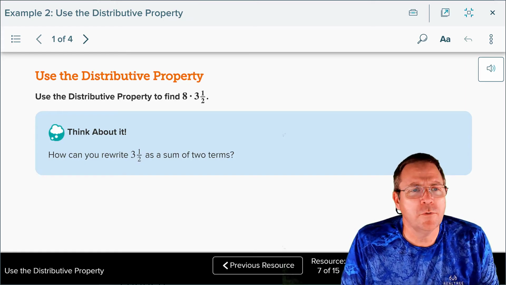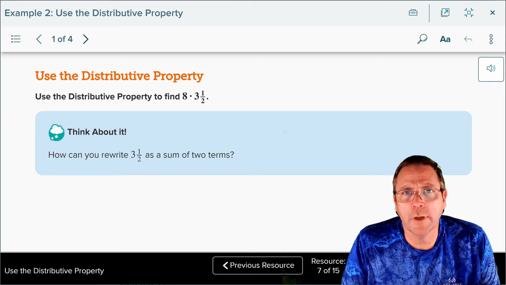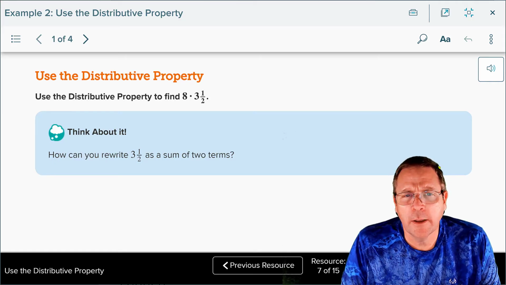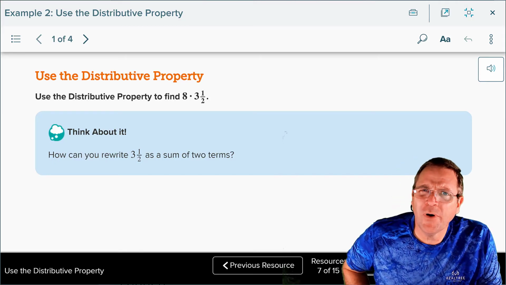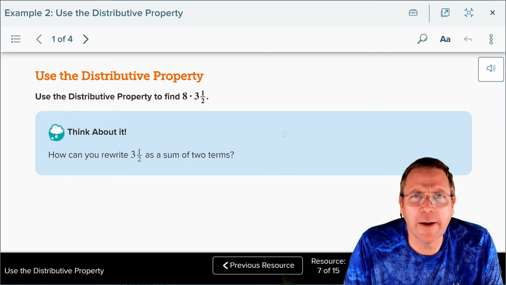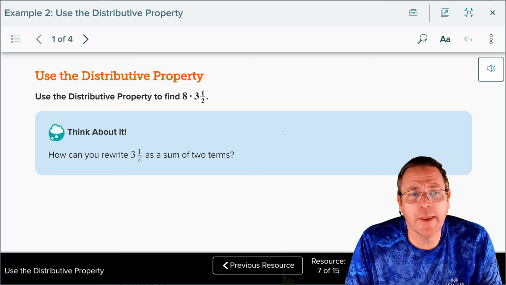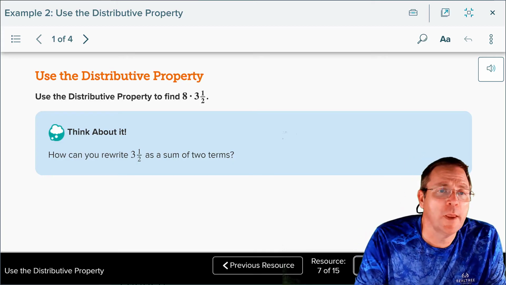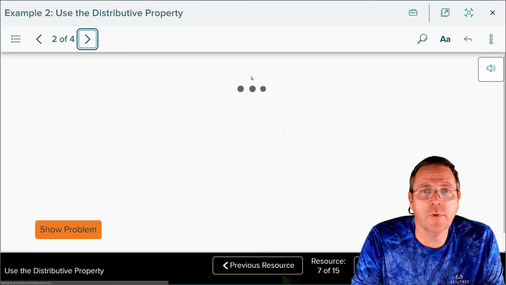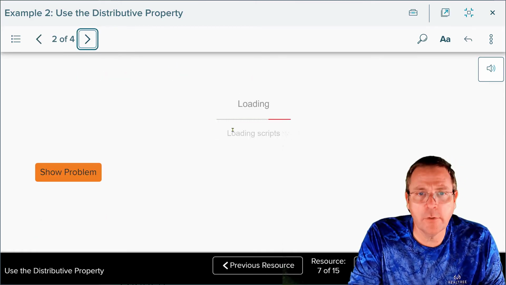Now they want us to use a distributive property to find 8 times 3 1/2. When I first looked at that, I thought, wait, what? Why? But then I realized exactly what they want to do. They said you could rewrite 3 1/2 as the sum of 2 terms, and those terms are going to be 3 and 1/2. So it's going to come up here in just a second.